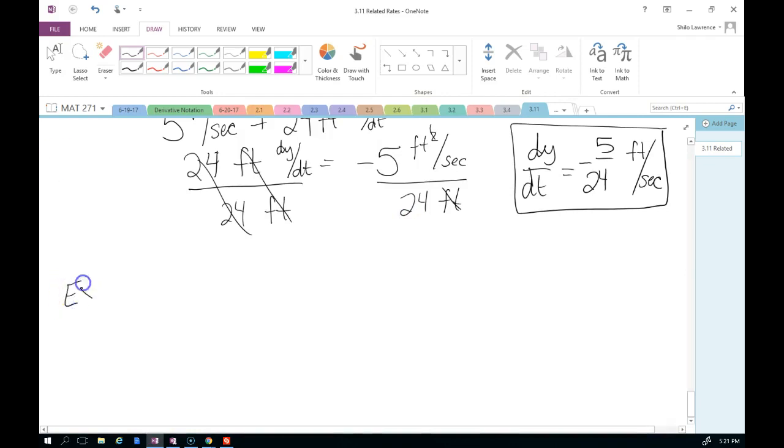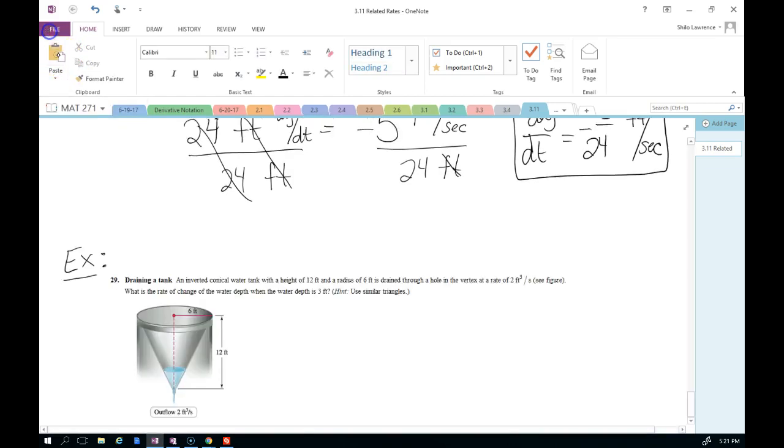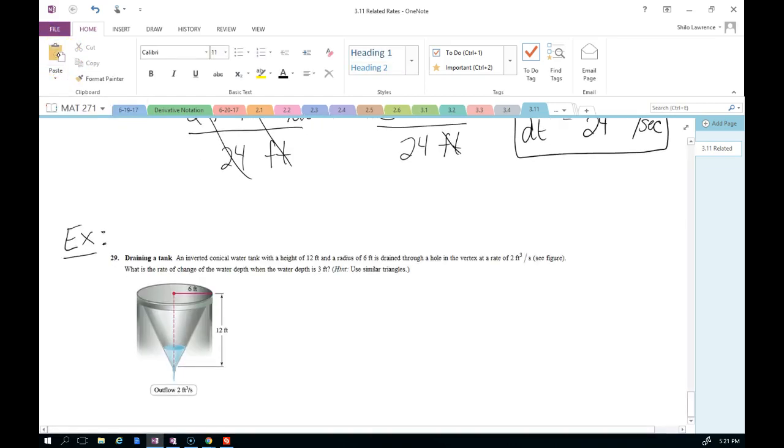So I'm going to do a couple more. This next one is pretty tricky. I know you have one similar to this in your homework as well. So I want to make sure I did one like this. We are draining a conical tank. It says an inverted conical water tank with a height of 12 feet.